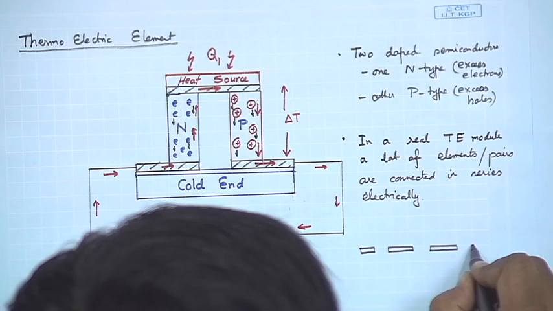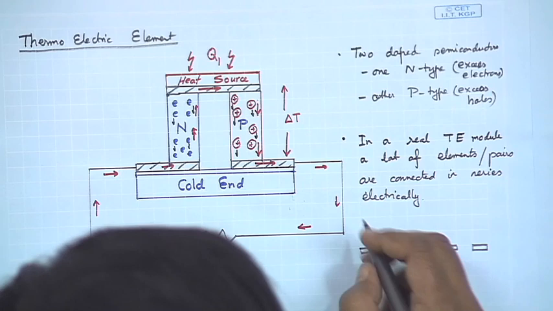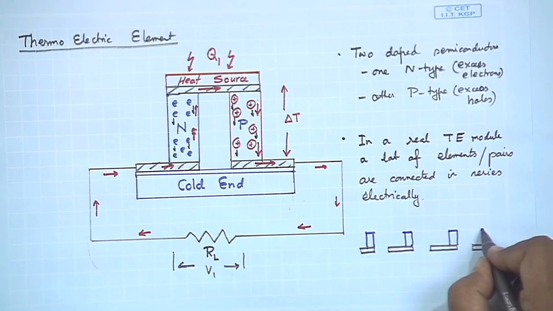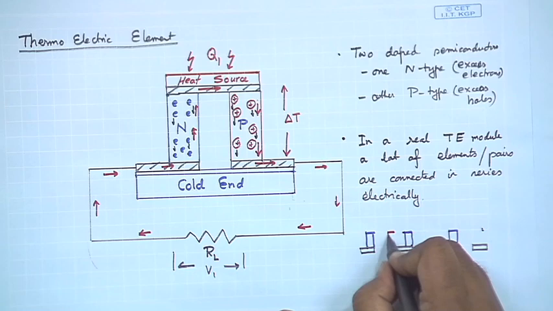So, I am just showing a small pair. So, this is n type. Let me draw the n types first. I am sorry for the small picture here, but I hope we will understand what we are trying to do.